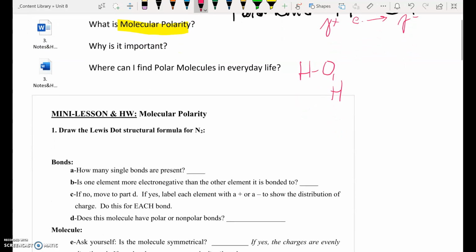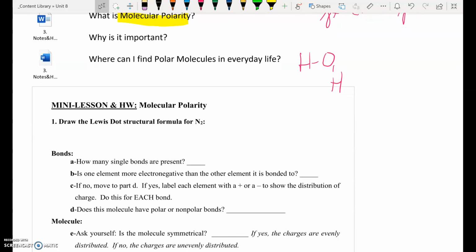It says to first draw the Lewis dot diagram for nitrogen, and if you remember that, nitrogen is one of the diatomics, and it looks like this. Each nitrogen has 5 valence electrons, and it says how many single bonds are present. I'm going to highlight them in green. There's a single bond here, a single bond here, and a single bond here. So we would say that there were 3 single bonds.